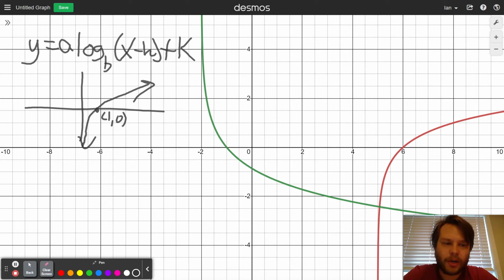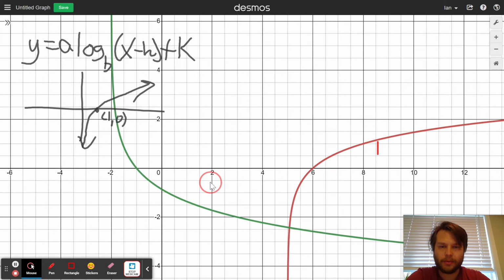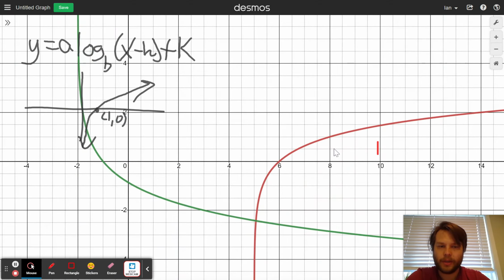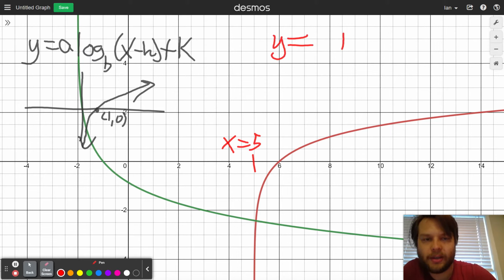So what's going on here? I'll start with the red graph because it looks more like our parent graph. The first thing I notice with the red graph is that it has this asymptote here at x is equal to 5. I'm going to drag a little further over because I want to see a little bit more of the graph. There we go. So the first thing I notice, like I said, is we have a vertical asymptote at x equals 5. And I already know that I'm going to have y equals something log something of x minus 5.